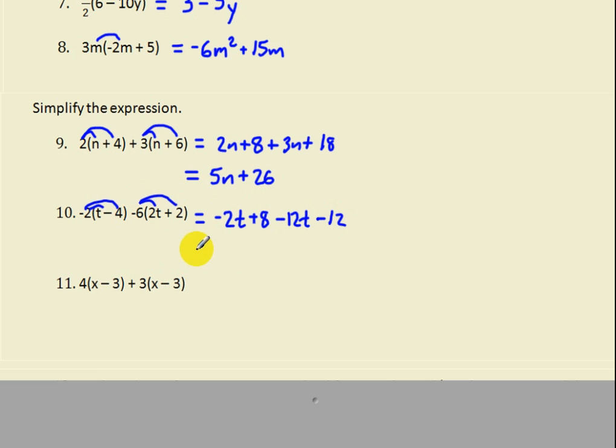Now look for like terms. We have negative 2t minus 12t gives us negative 14t. And then for the constants, 8 minus 12 will give us negative 4.